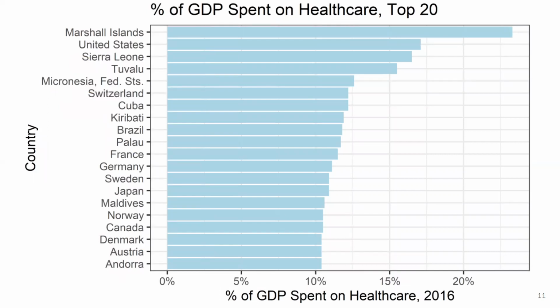This graph shows the top 20 countries that spent the highest percentage of GDP on healthcare. These countries are mostly highly developed countries such as the United States, Switzerland, Sweden, Germany, and France, which makes a lot of sense. They have a high GDP and they are able to spend that GDP on healthcare.